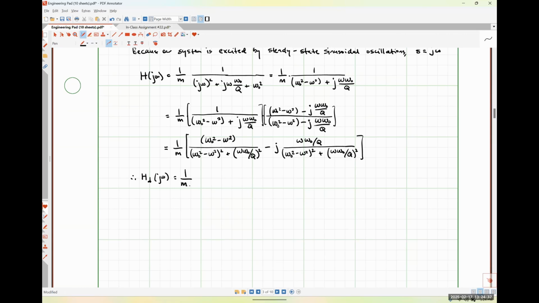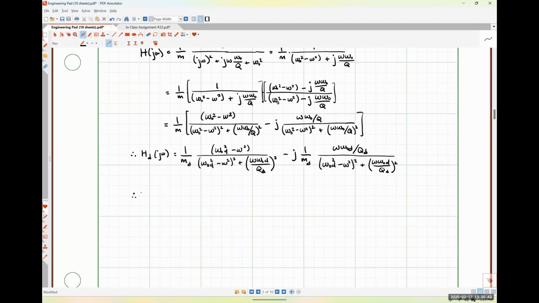And so that's going to look like 1 over m_d times (omega naught d squared minus omega squared) all over (omega naught d squared minus omega squared) squared plus (omega naught d over Q_d) squared, minus j times 1 over m_d times (omega naught d over Q_d) divided by (omega naught d squared minus omega squared) squared plus (omega naught d over Q_d) squared, like so.